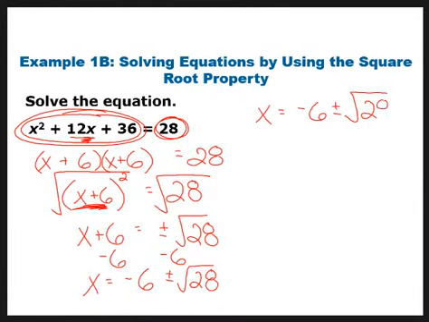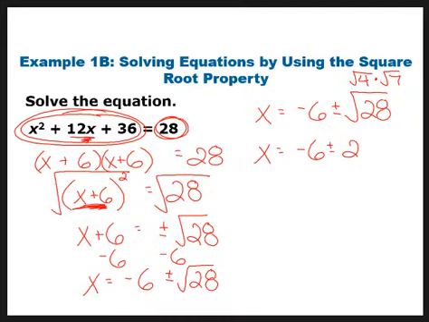And the reason I'm going to do that is because I'm going to have to take a look at that square root of 28. And perfect squares that would go in there would be 4 and 7. Okay, well, 4 being the perfect square, 7 just being the other number I would have to multiply by. So if I'm going to simplify things a little bit here, I'm going to end up with negative 6 plus or minus 2 square root of 7.